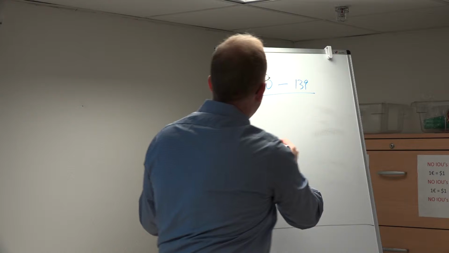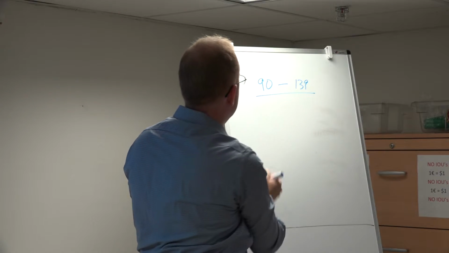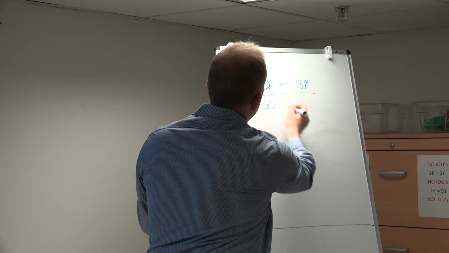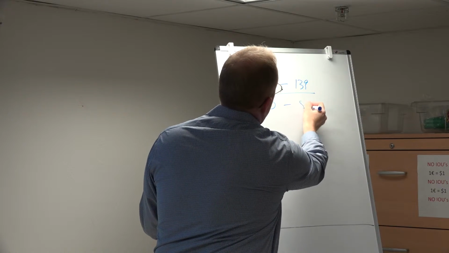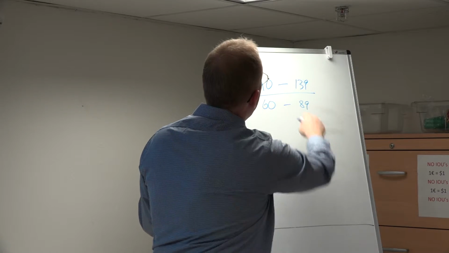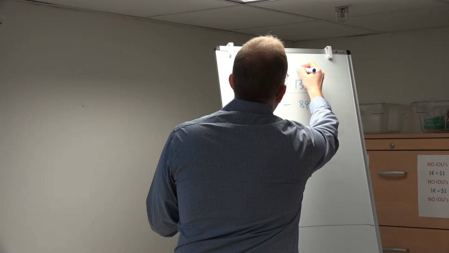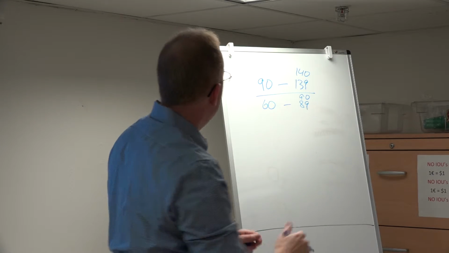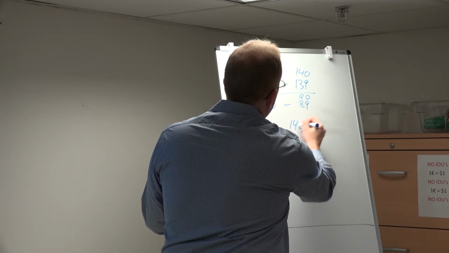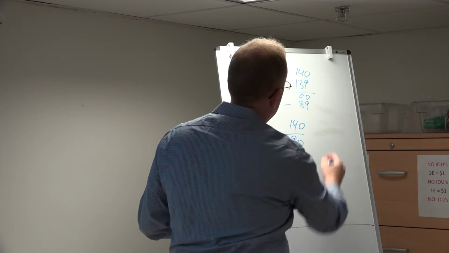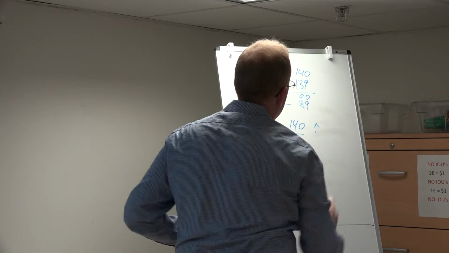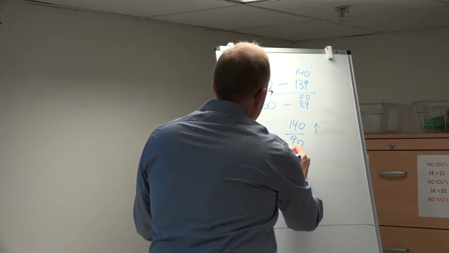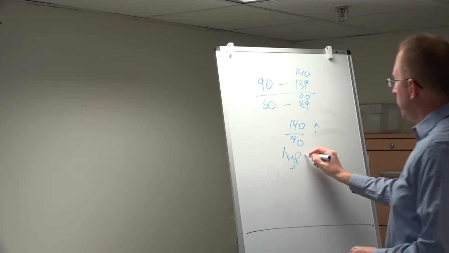Over, and then for diastolic, what's the low end of normal? 50. That's 60. And then you can say 89. Or if you don't like to have the 9s in there, you can always say just 140 and 90, right? So a blood pressure of 140 over 90 is high blood pressure, right? And what's the clinical term for high blood pressure? Hypertension.